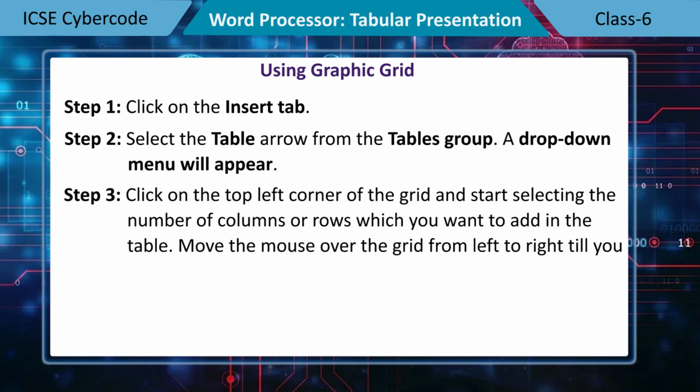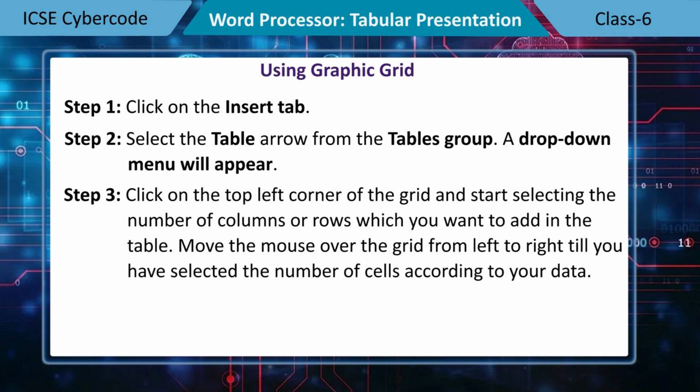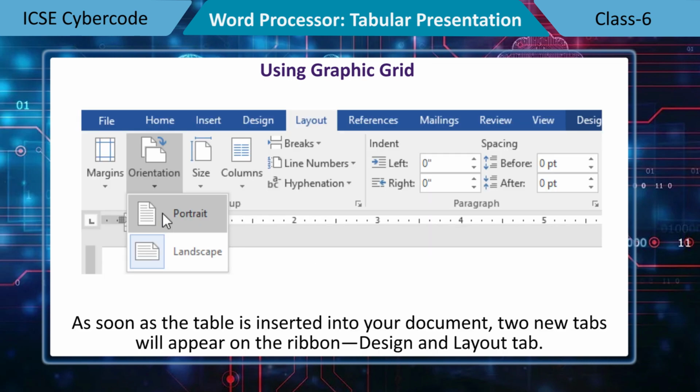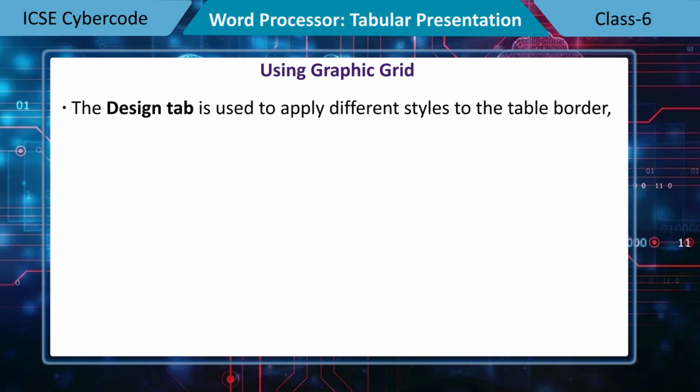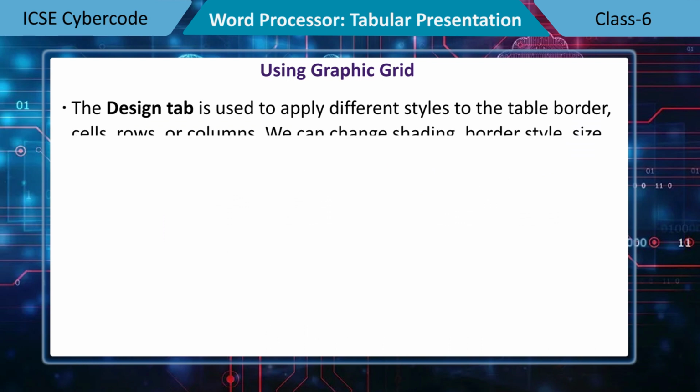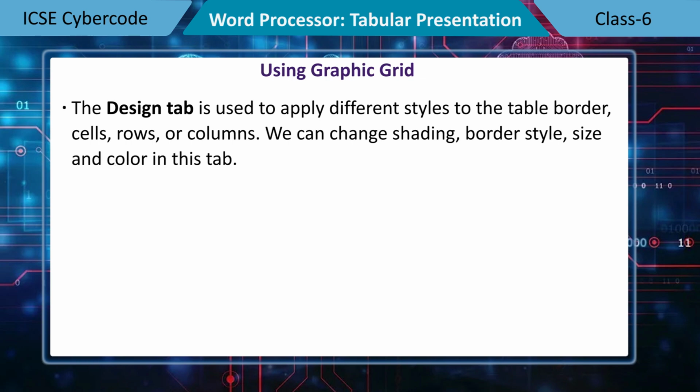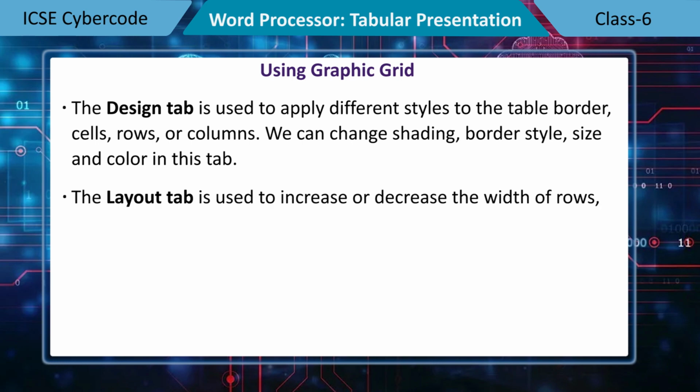Move the mouse over the grid from left to right till you have selected the number of cells according to your data. As soon as the table is inserted into your document, two new tabs will appear on the ribbon, Design and Layout tab. The Design tab is used to apply different styles to the table border, cells, rows, or columns. We can change shading, border style, size, and color in this tab. The Layout tab is used to increase or decrease the width of rows, columns, or cells.